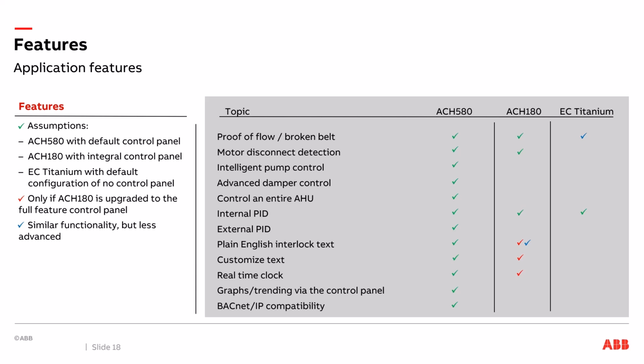If you want full graphing trending capability, again, 580 has that. The other ones do not. If you want BACnet IP compatibility, so integrate to a building automation system with BACnet IP directly at the drive, that would be an ACH580 only. The 180 and the EC Titanium can both also do BACnet, but they only do BACnet MSTP.